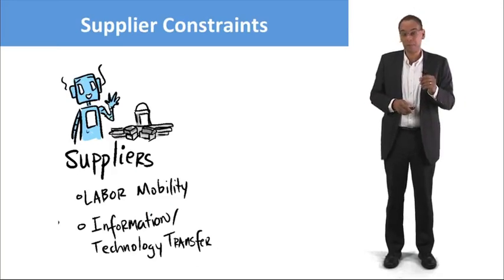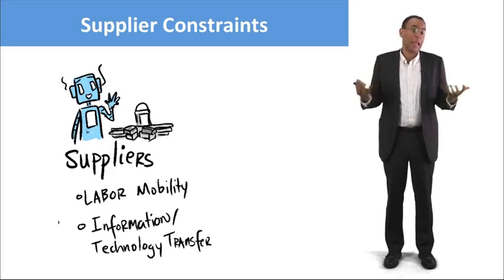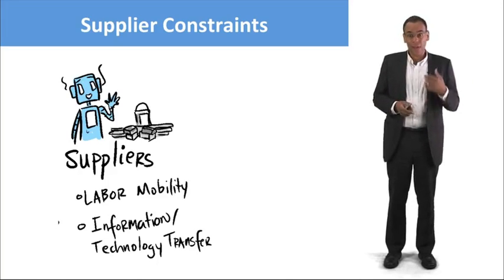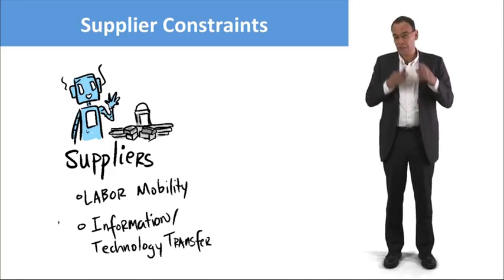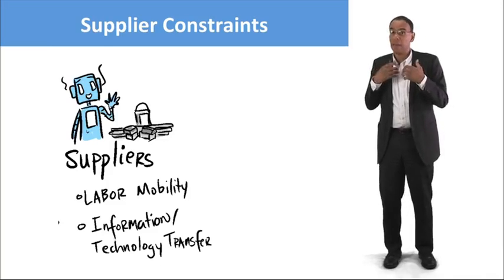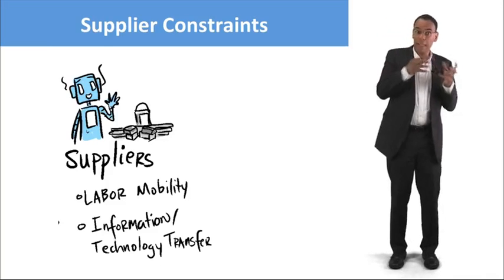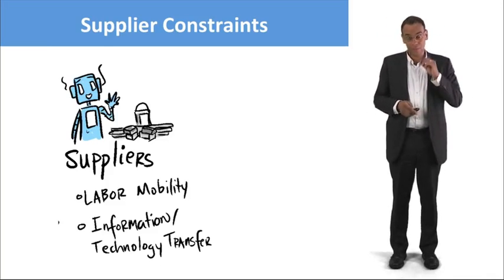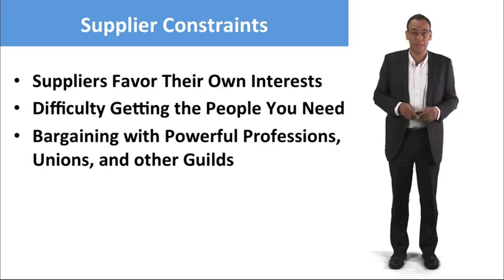The kind of things I want to talk about first quickly are labor mobility. How do we get people? Where is labor? Can we get to the place where we need it? And then also the information technology and transfer. So these people have ideas, they have knowledge, and they have know-how, and how do we get that to the place where we actually need it? That is sort of in a technology transfer sense.